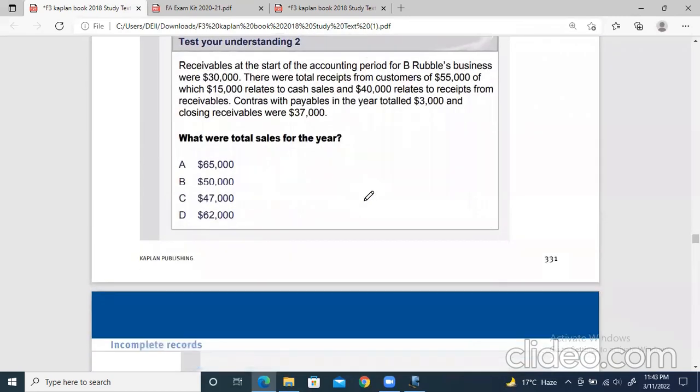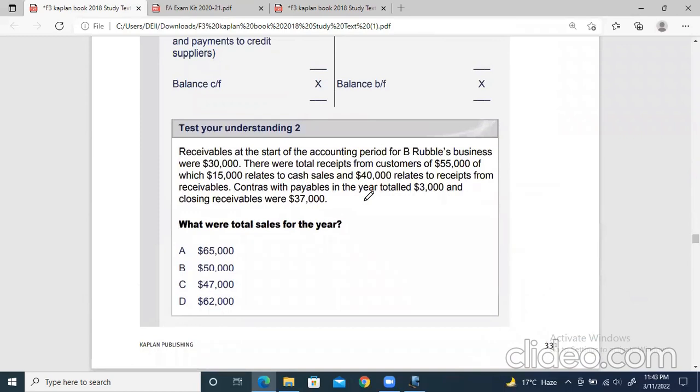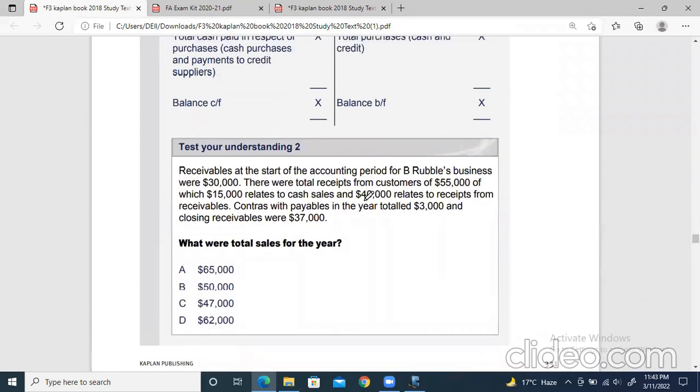Okay, let's do this question as a test, just to prove that we've already done this before as well. Now, what are the total sales for the year? Please note it's saying total sales. Total sales means it may include cash as well as the credit ones, right?